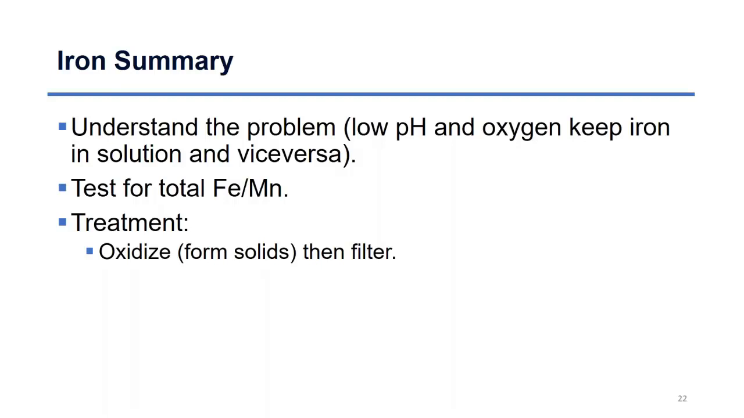And just to go back to testing for total iron, that also helps you determine what rate of, say, potassium permanganate to use, because it's a ratio of 1 to 1. If you don't have the right number, you might be adding too much or too little. So just make sure that the treatment is tied to your test.